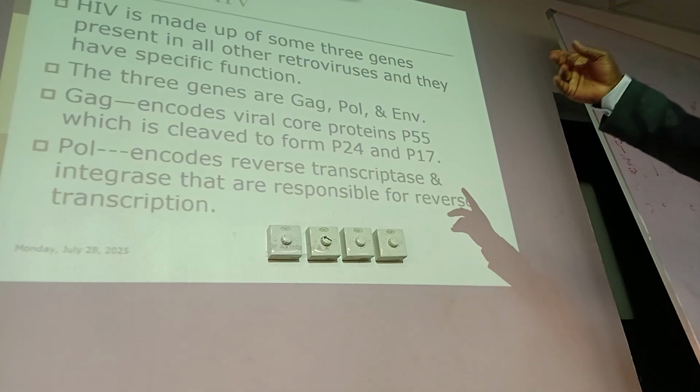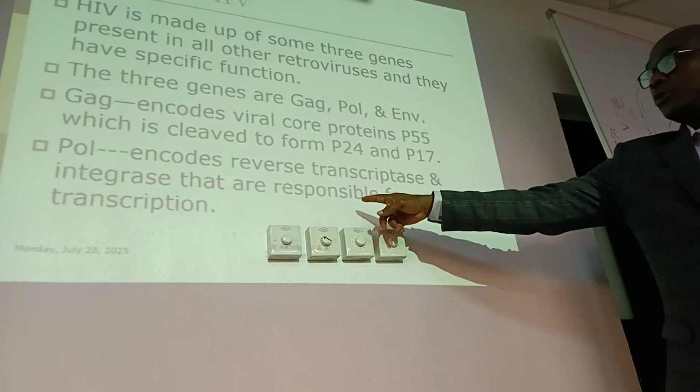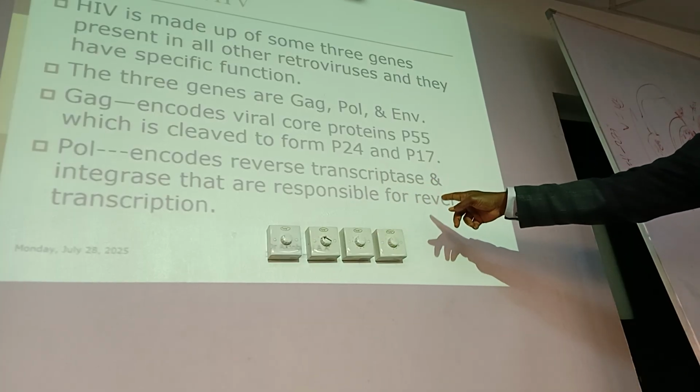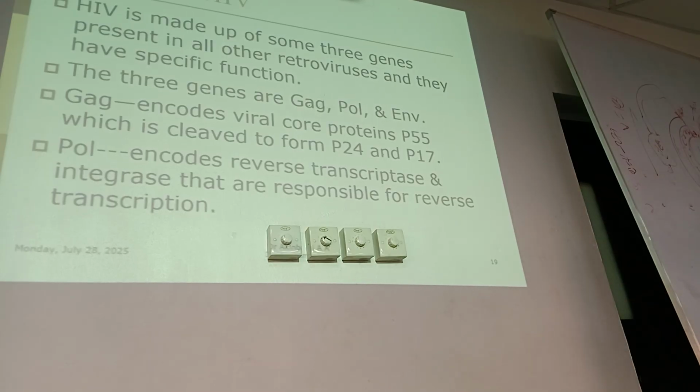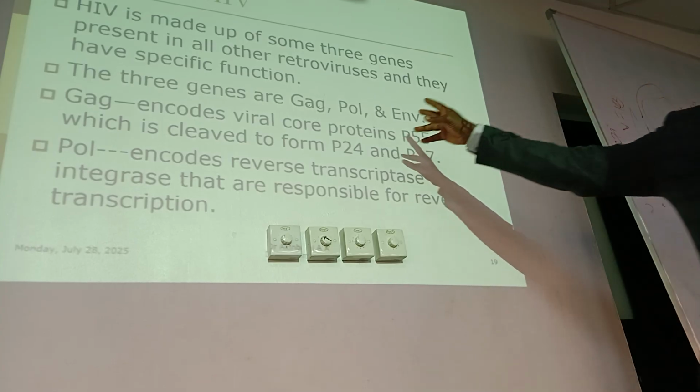Then also don't forget the pol gene produces reverse transcriptase, integrase, and polymerase. These are the enzymes used. I've told you that the reverse transcriptase of the HIV is needed to convert the HIV RNA into HIV DNA, because without the DNA, the HIV virus cannot integrate itself into the nucleus of the host. So it is the integrase that is needed, produced by this gene.